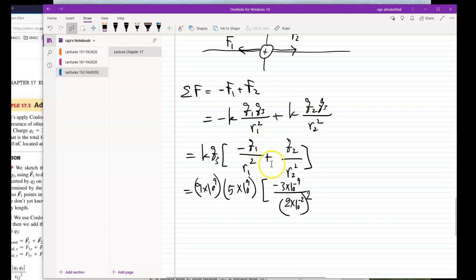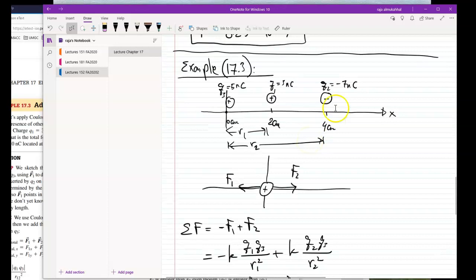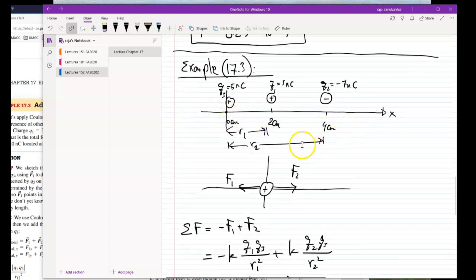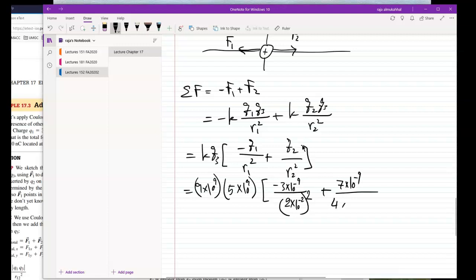Plus Q2. What is Q2 equal to? Don't say negative 7, it's positive 7. Yes, it is negative 7, but when you come to putting it into the formula, you always put it positive. This is very important. Never put a negative sign on a vector quantity. The force is a vector quantity. So we have here 7 nano, so 7 times 10 to the negative 9. Don't put the negative. Divided by, how far is it from Q3? Well, it's 4 centimeters. That's going to be 4 times 10 to the negative 2 quantity squared.